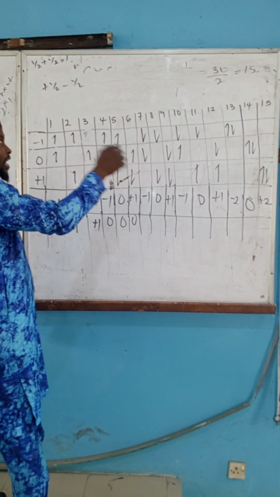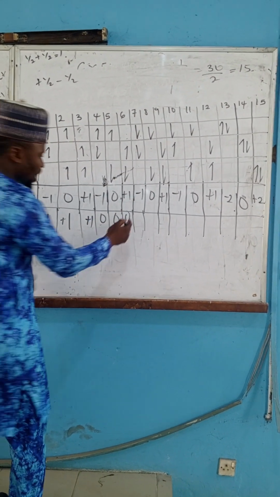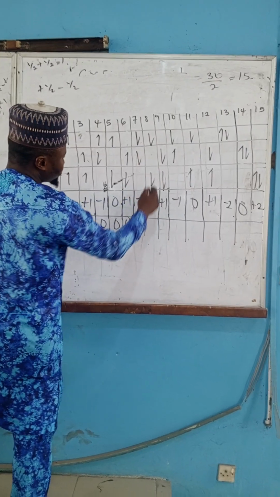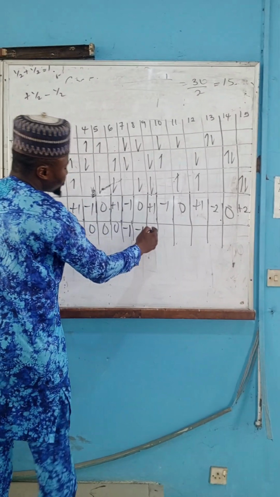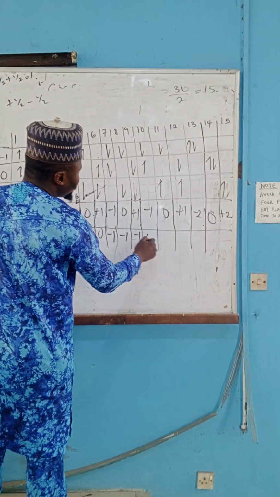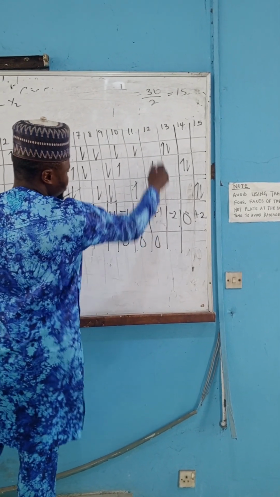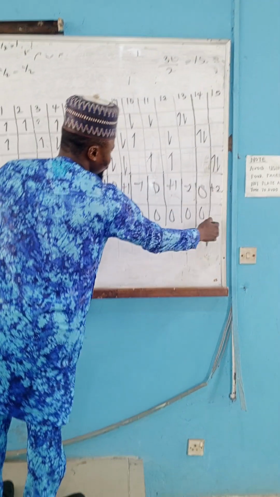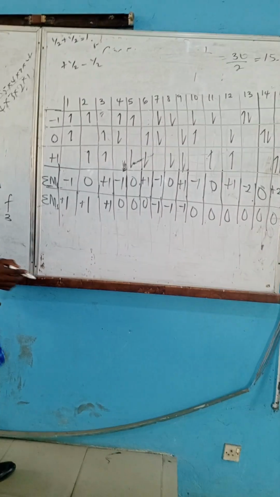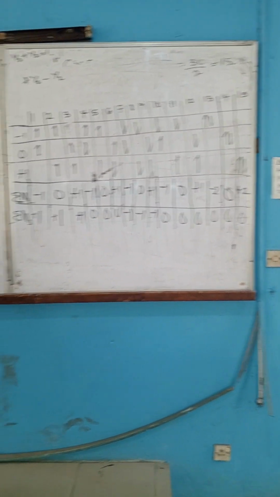Down, down, minus half, that's minus 1. Down, down, minus 1. Minus 1. Then 0, 0, 0, 0, 0, 0. I hope that is clear.